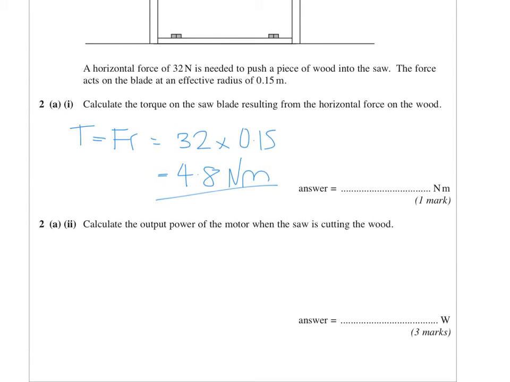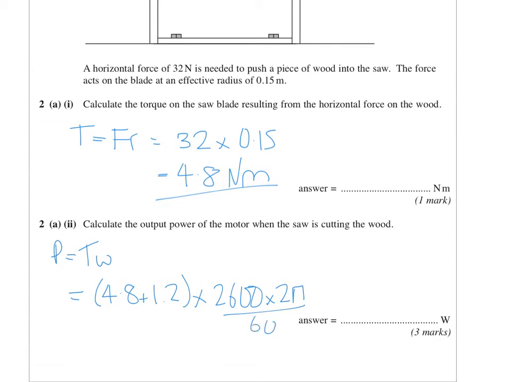Calculate the output power of the motor when it is cutting the wood. So first we need to get the angular speed. The total torque is going to be the two torques added together, because you're going to need to both overcome the frictional torque and provide this torque to actually push it on. And we need to turn revolutions per minute into radians per second. So multiplying by 2 pi turns into radians, divided by 60 turns it into per second.